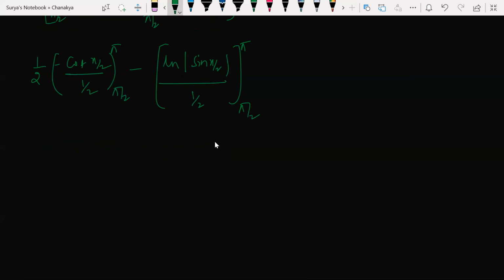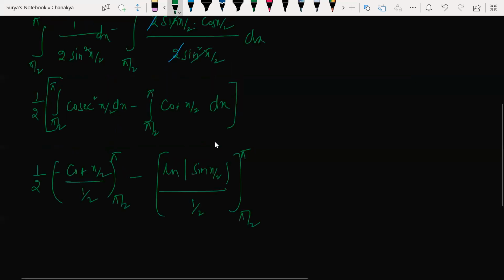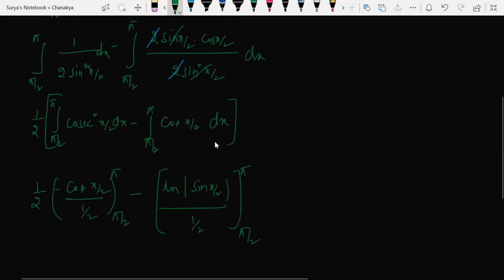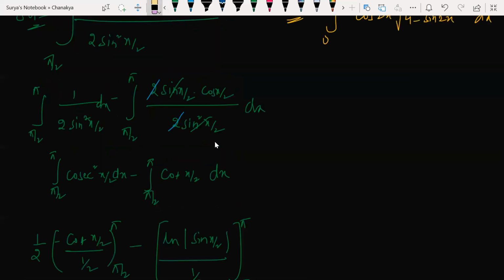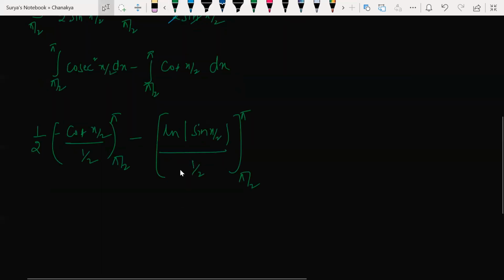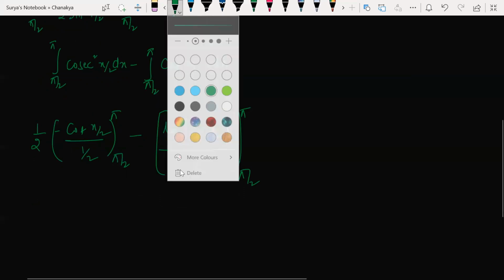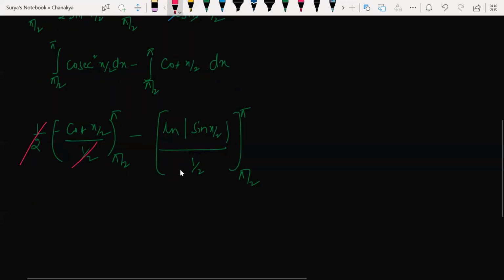Okay. Yes. Now, so 1 by 2 is not outside, I think. No, 1 by 2 is not outside. 1 by 2 is only for the first term. So yes. Now this 1 by 2, 1 by 2 will get cancelled. The first term will get cancelled. So what am I going to be left with now? So minus cot x by 2, now substitute. Upper limit substitution means in place of x I'm substituting pi. Minus cot of pi by 2, minus, plus pi by 2, pi by 4.